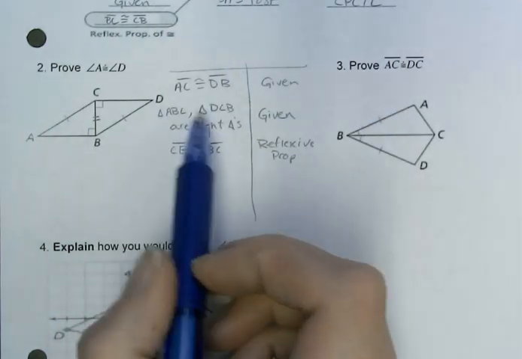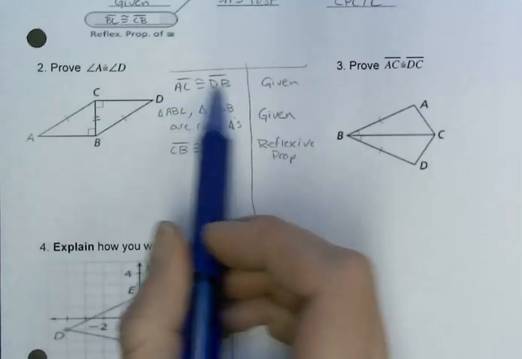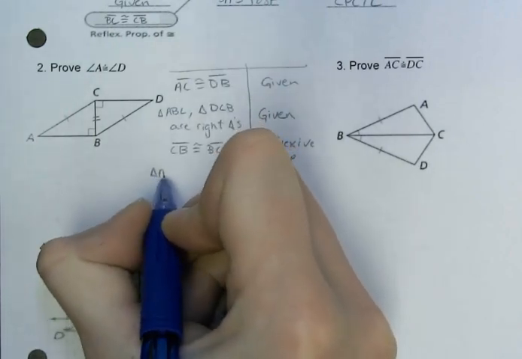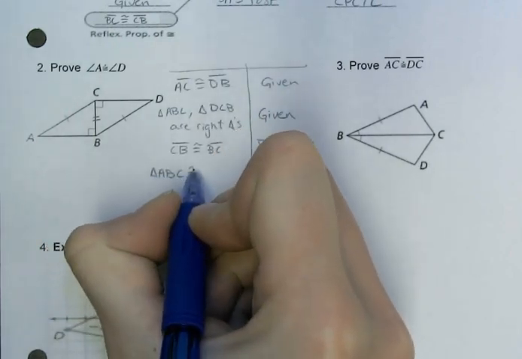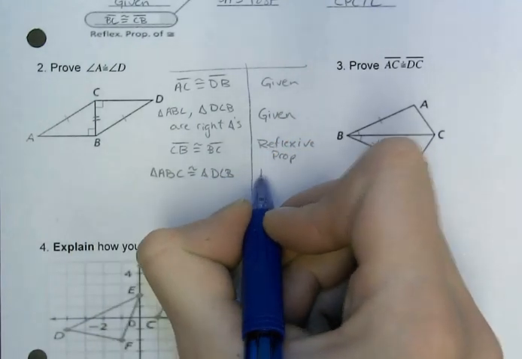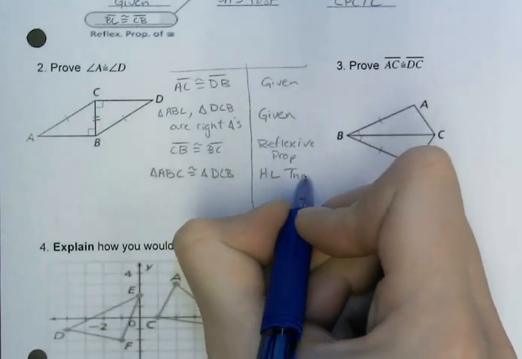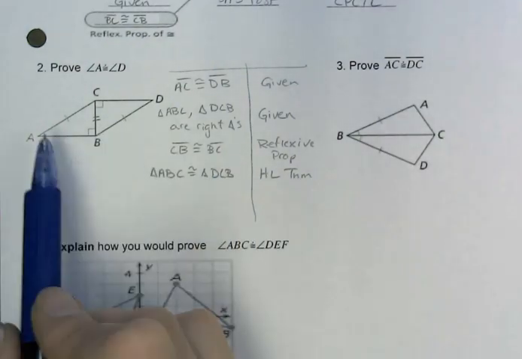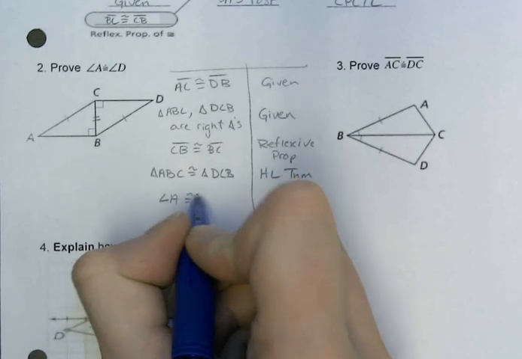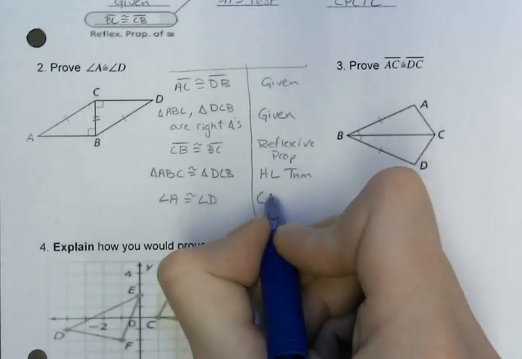So I've got my hypotenuse is congruent, my legs are congruent in right triangles, so I can say the triangles are congruent. ABC is congruent to triangle DCB, and this was the hypotenuse leg theorem we used. So since the triangles are congruent, their corresponding parts are congruent. Angle A is congruent to angle D by CPCTC.